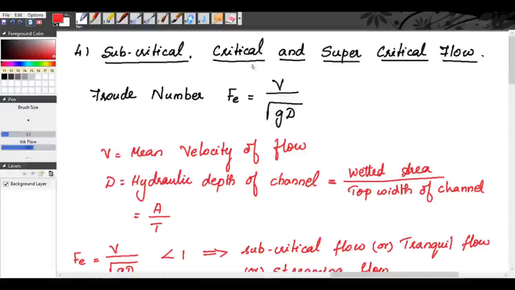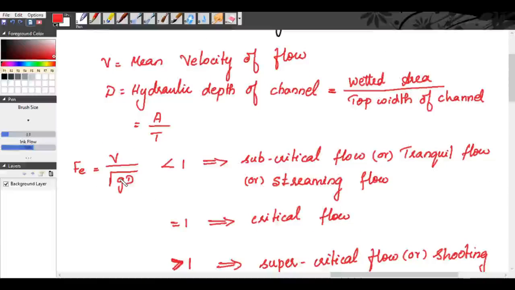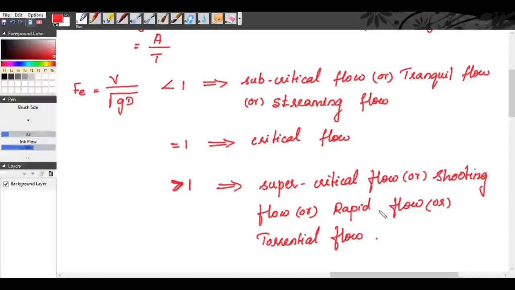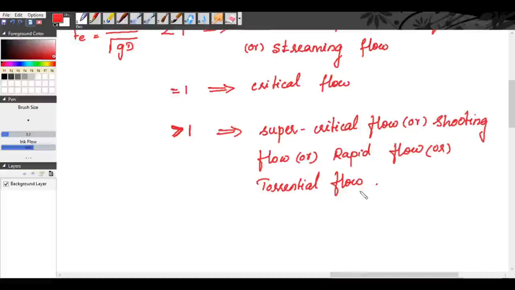And see, this classification is based on Froude's number. You can calculate the Froude's number, and if the Froude number is less than 1, the flow is called subcritical flow or tranquil flow or streaming flow. And if the Froude number is equal to 1, the flow is said to be critical flow. If the Froude number is greater than 1, the flow is called supercritical flow or shooting flow or rapid flow or torrential flow.